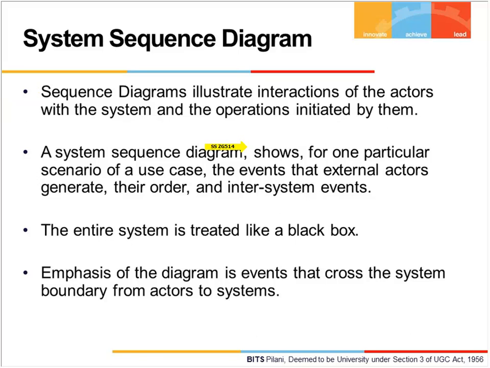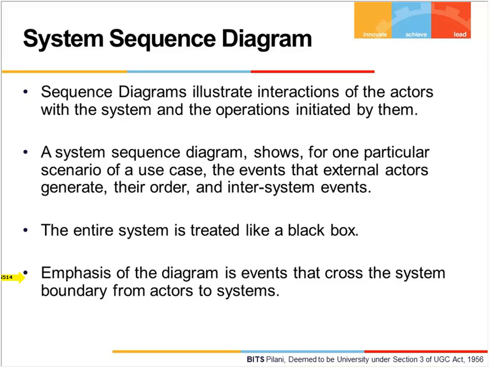Then the second thing is that it shows the events that the external actors generate, and their order, right? So the order of events is very important, and the other inter-system events that might occur. The entire system is treated like a black box. The emphasis of the diagram is the events that cross the system boundary from actors to systems.